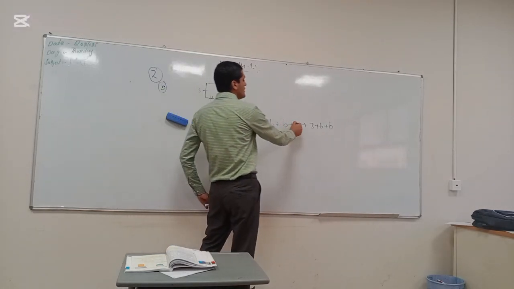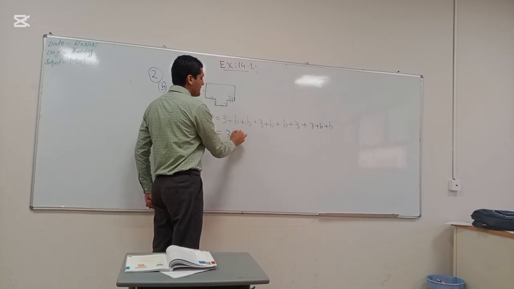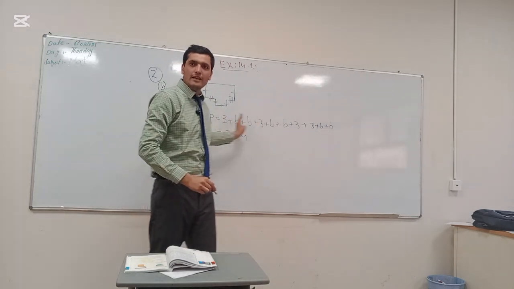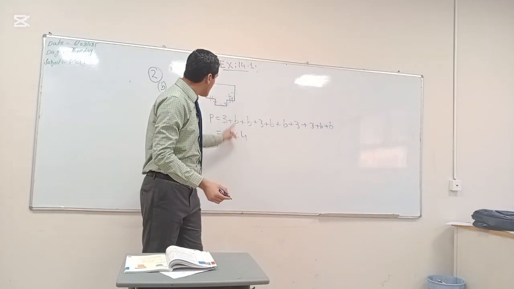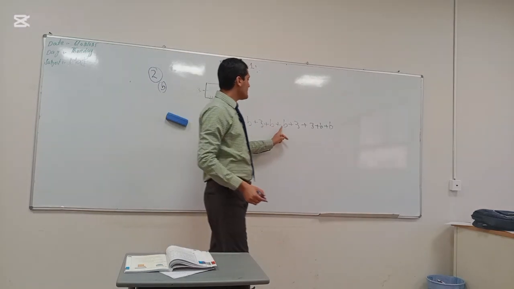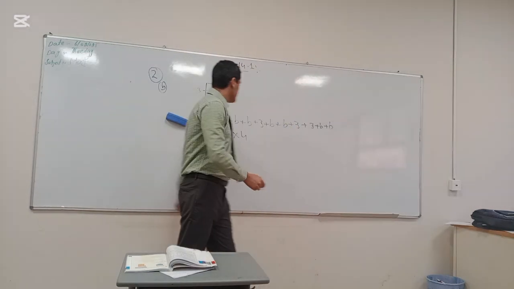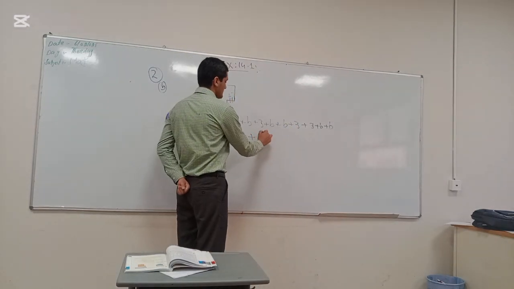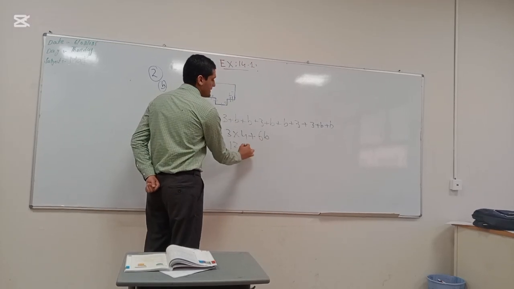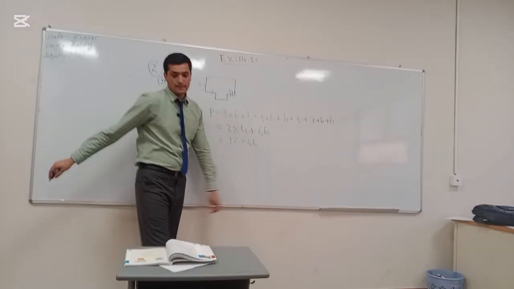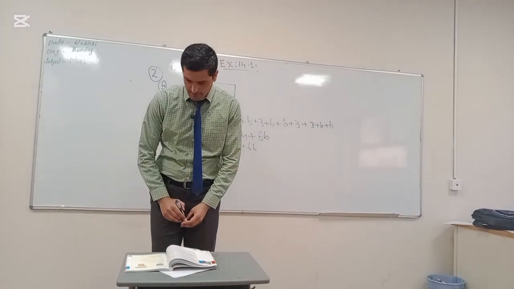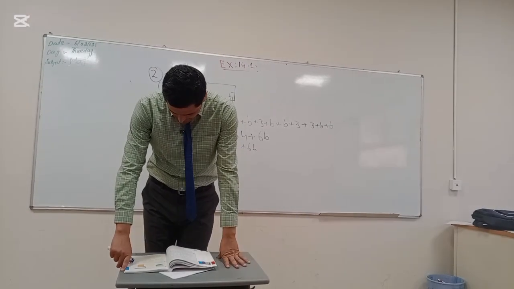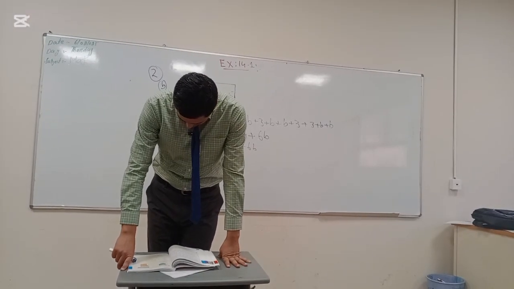1, 2, 3, 4. So 3 multiplied by 4, and we are doing the same, bringing the 3s together. And how many times b? 1, 2, 3, 4, 5, 6. Your answer will be 12 plus 6b. So this is 12 plus 6b and we have done. Understand or not?